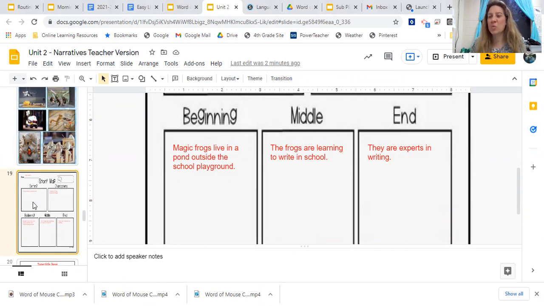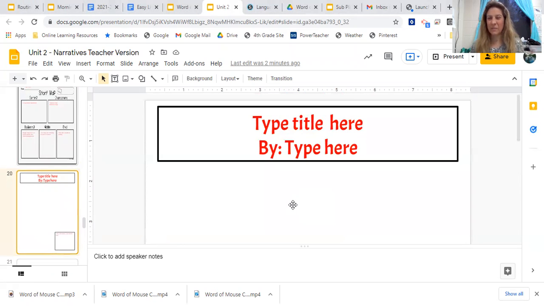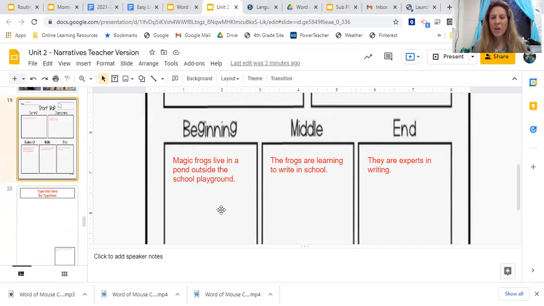So now I want to strengthen my story. I want to really add that muscle to it. So what I'm going to do is think about my beginning. How am I going to start my story? How am I going to get my reader interested? I somehow have to talk about how they're magic frogs in a pond outside my classroom or outside on the playground. And so I want to think about how are they there? Why are they there? Why are they magic? I want to grab the reader's attention.